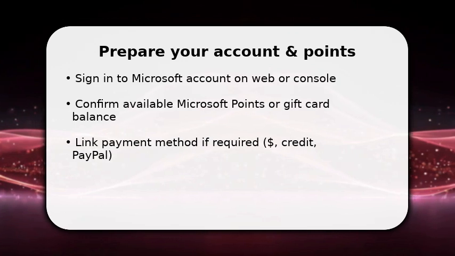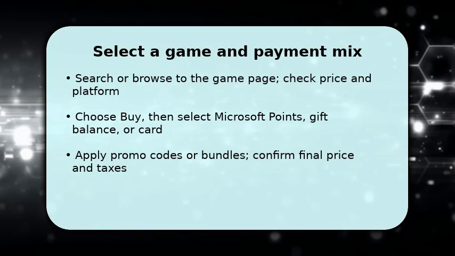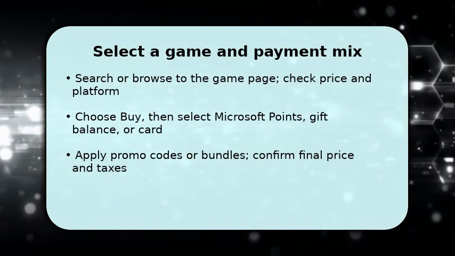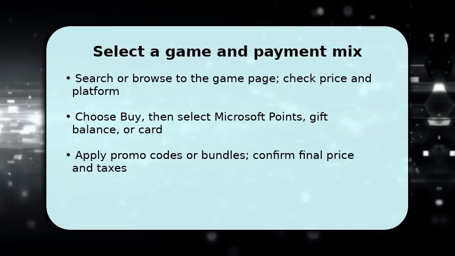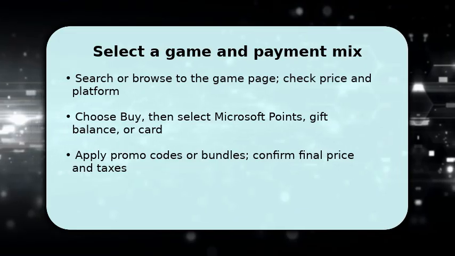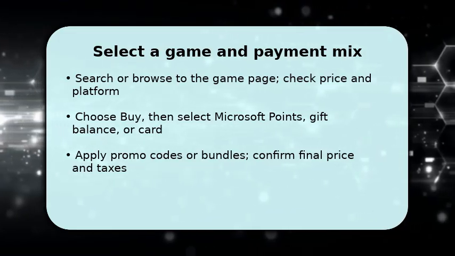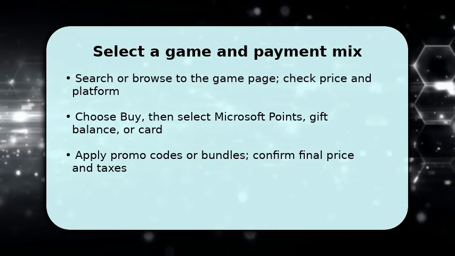Search for the game you want and open its product page. Read platform and edition details so you buy the correct version. Once done, click Buy and pick your payment mix. Prioritize gift balance or Microsoft points first to avoid unwanted card charges.